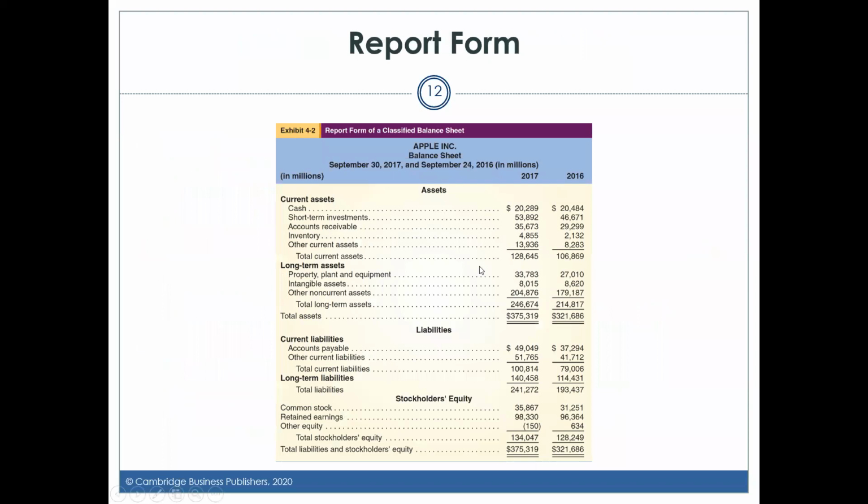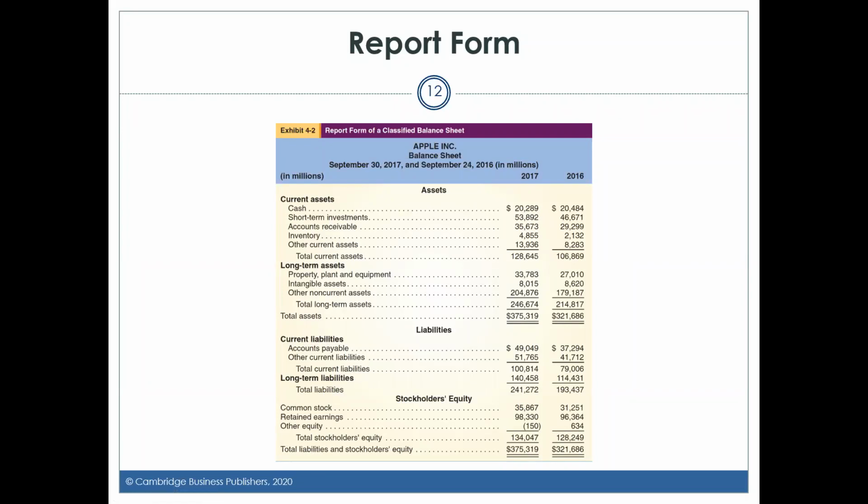You see, this is Apple's balance sheet. And again, these numbers are in millions. That way they don't have to write a huge number here. I mean, this is a huge number. Apple's checking account balance in their checking account is 20,289 times 1 million. That many dollars.